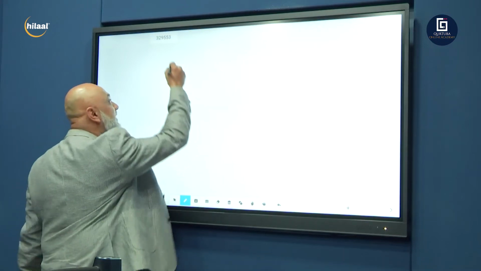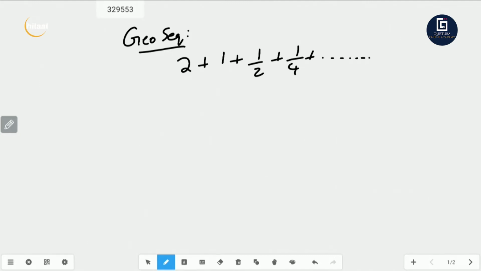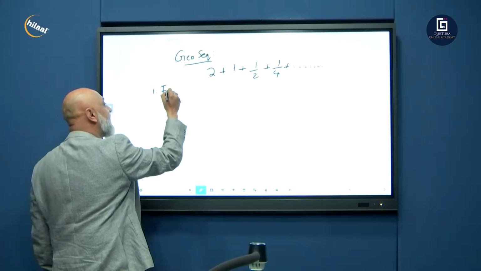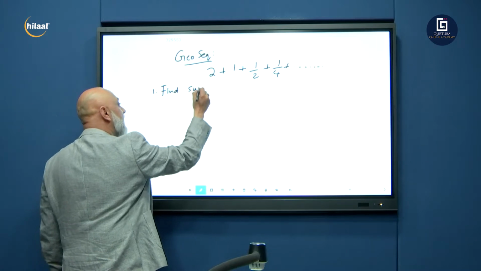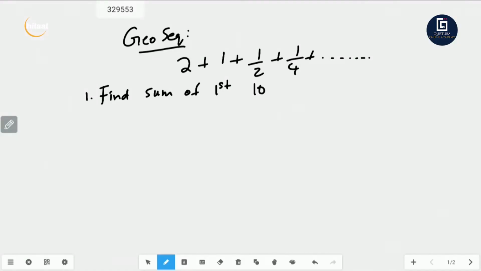So let's give you a geometric sequence. Here's a geometric sequence, right? I tell you 2 plus 2 times a half is 1, plus a half, plus a quarter, plus dot, dot, dot. And I tell you here, find the sum. The question is, find the sum of the first 10 terms.